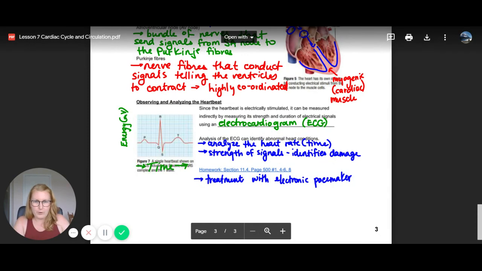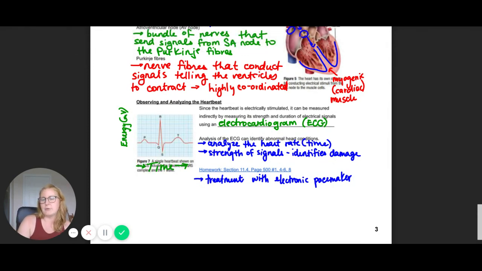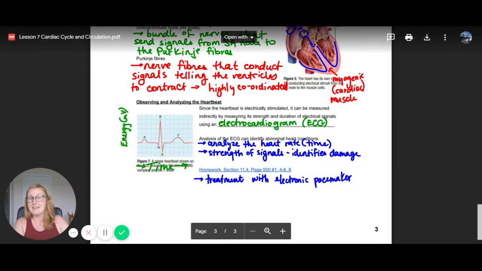So I put a couple of homework questions here. It's really similar to what we talked about in this lesson. I would recommend trying those out just to see that you really understood what we did in here.